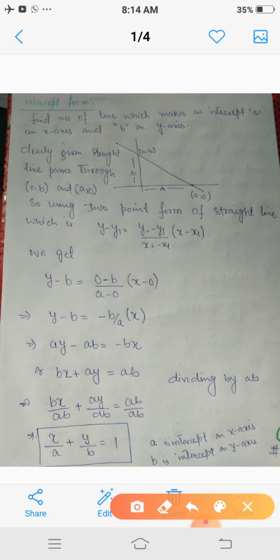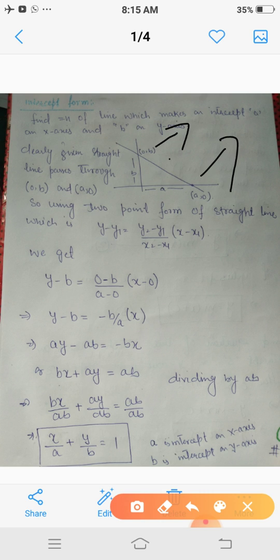Now another form of the straight line is the intercept form. Intercept form means that form in which two intercepts are given, that is, the line makes two intercepts, one on the x-axis, second one on the y-axis. Let's assume that b is the intercept on the y-axis and a is the intercept on the x-axis, which implies that the point where this line cuts the x-axis has coordinates (a, 0), while on the y-axis the coordinates are (0, b).